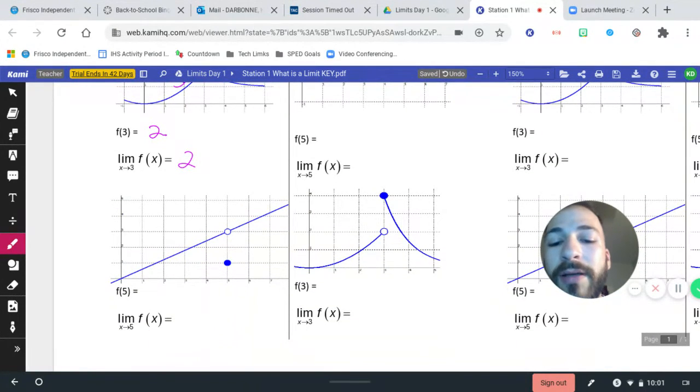But here on this last one, f of 3, once again, I go to the point. So where is f of 3 at? 4. The limit as x approaches 3, I look at the right side and the left side. From the right side, it looks like we're going to 4, but from the left side, it looks like we're going to 2. So since those are different, I would say D and E. All right, do those last two on your own, and then move on to station 2.